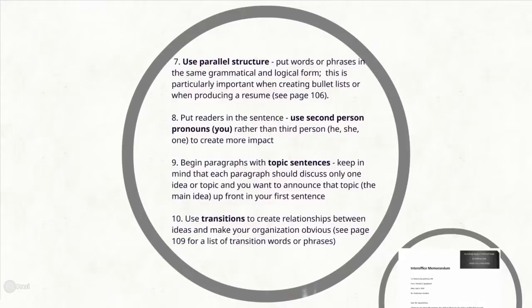And then transitions create logical relationships between ideas on a sentence level and sometimes on a paragraph level. They make your organization obvious. Hopefully transitions are familiar to you, but if not, see page 109. There's a list of transition words or phrases. I'm also going to be providing you with an extensive list of transition words via PDF in Module 3.